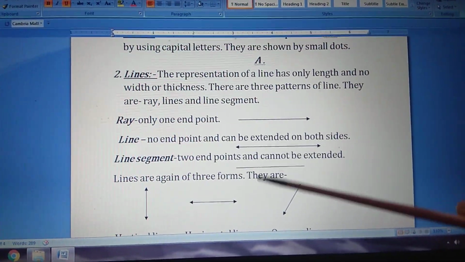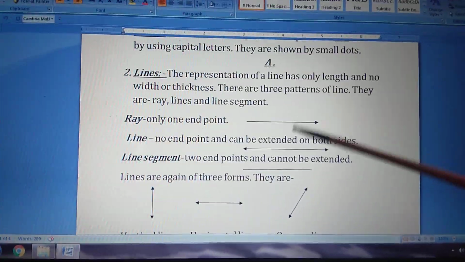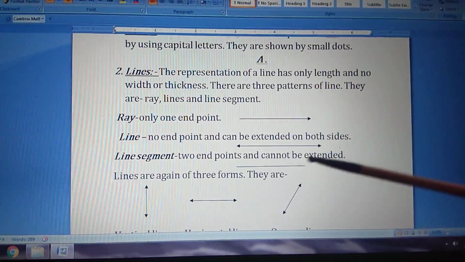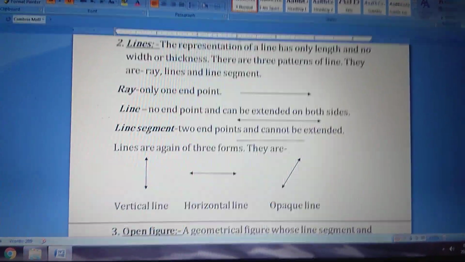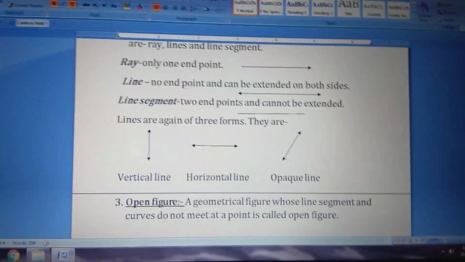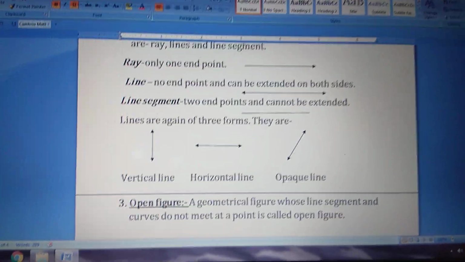Whenever you write all this in your notebook, you are requested to draw the figure using a pencil and ruler. Okay, kids? Be careful about that. Use a pencil and ruler to draw the geometrical figures.